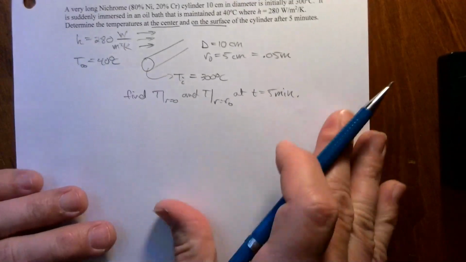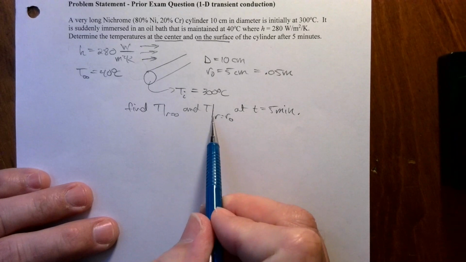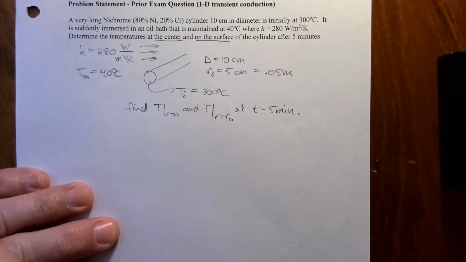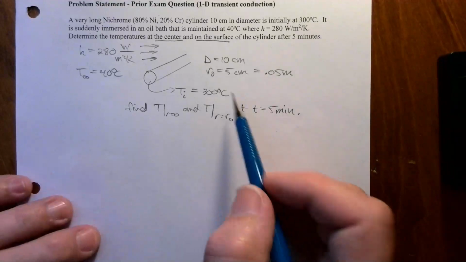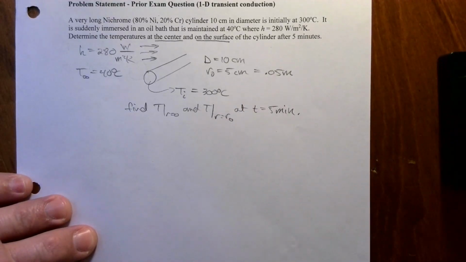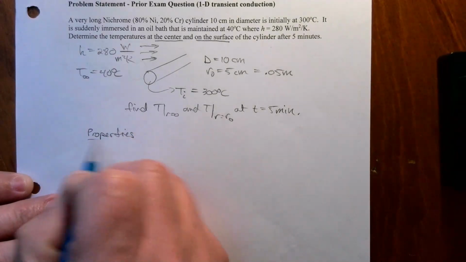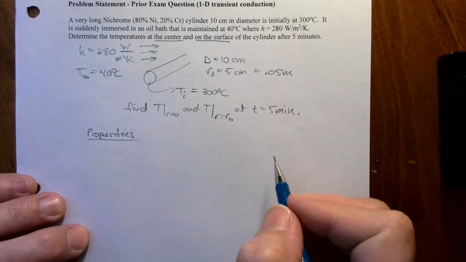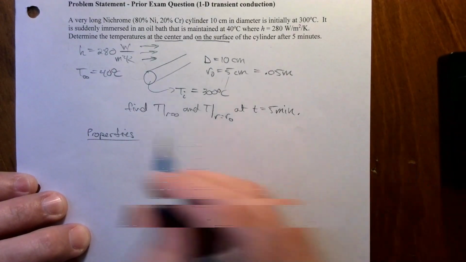If lumped capacitance were valid, then these two would arguably be the same after 5 minutes, or really, really close to one another. Okay, so the first thing to think about is we are going to need properties to evaluate the Biot number. Properties are kind of critical in these problems because the properties vary with temperature, and the temperature is varying throughout the problem.